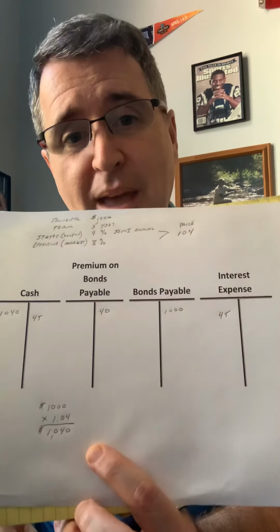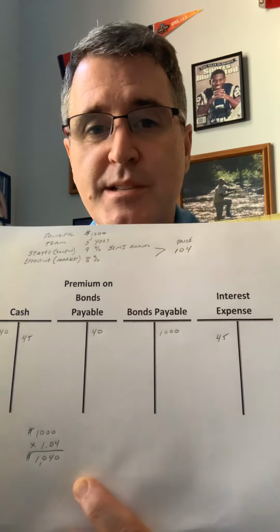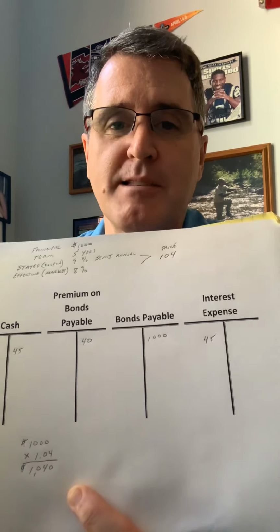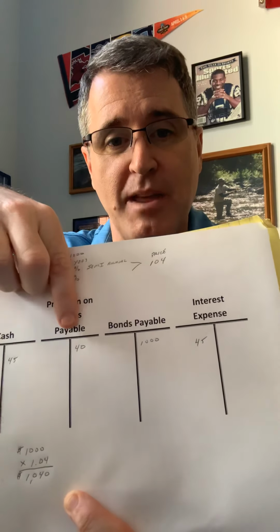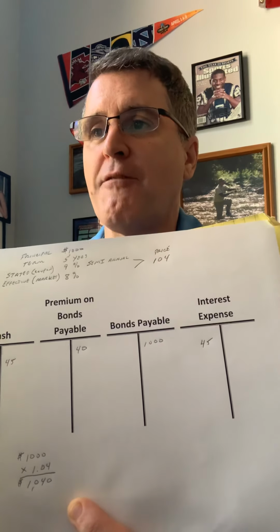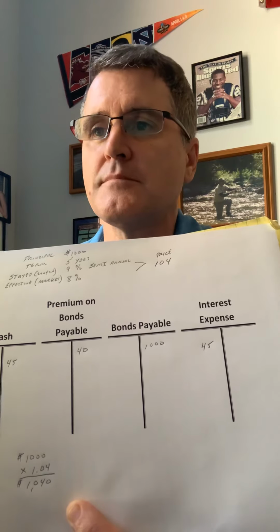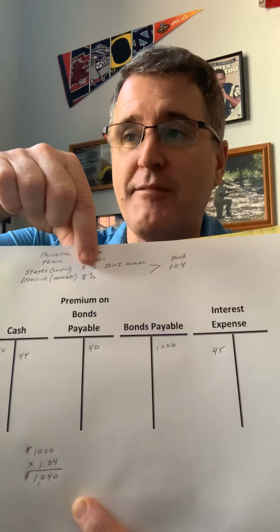Now, at the same time I make that entry, guess what I also have to do? I have to amortize my premium. Just like I amortize my discount, I need to amortize the premium, using the straight line amortization method, same method as before. So I've got $40 here. How many total interest payments do I have? Well, again, I've got a 5-year term, right?